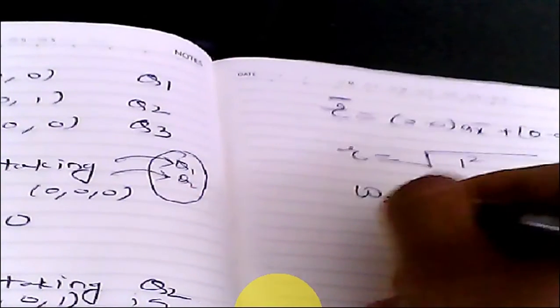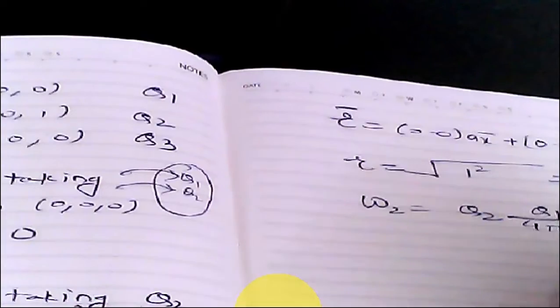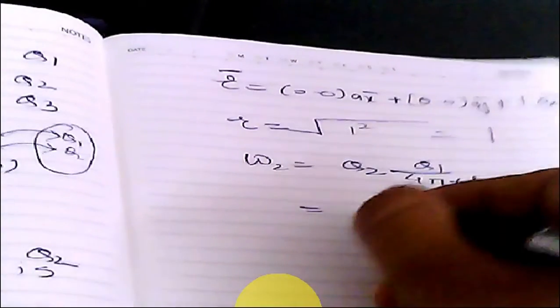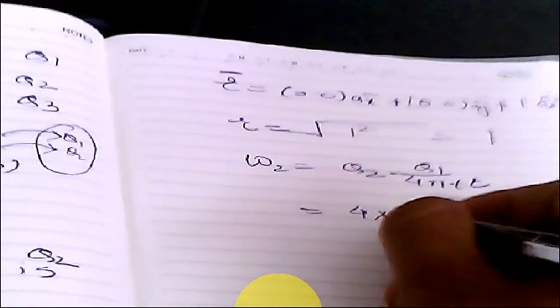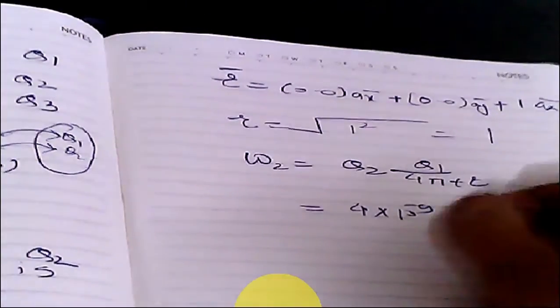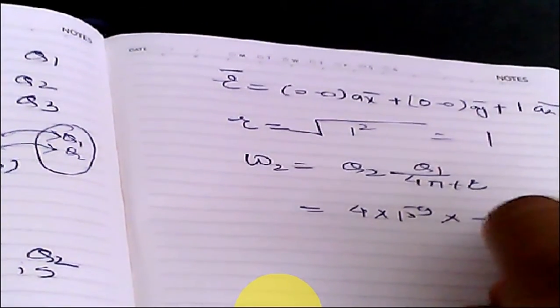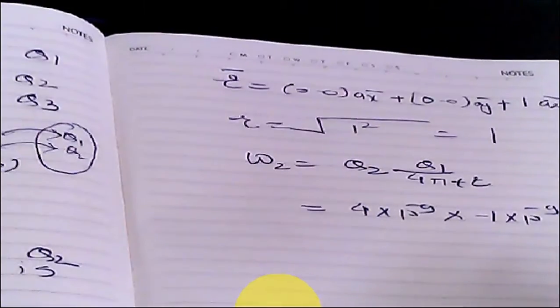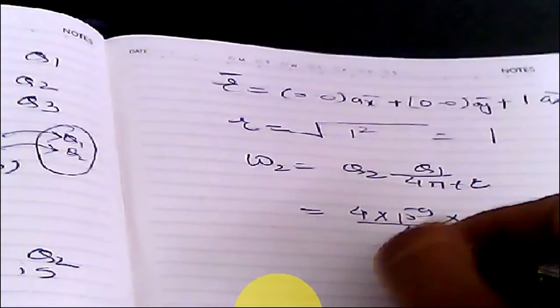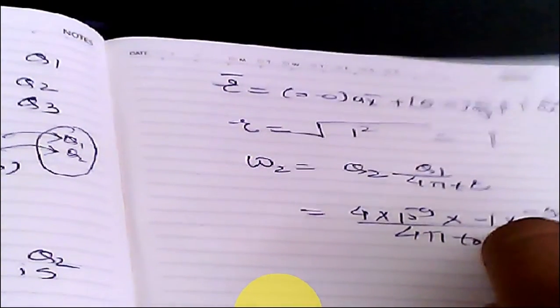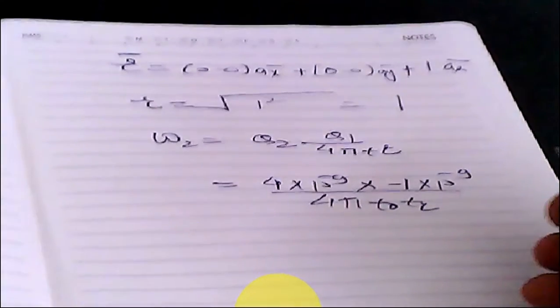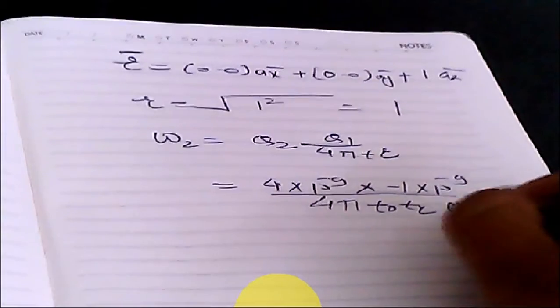So W2 is equal to Q2 into Q1 divided by 4 pi epsilon R. That's it, because it's a scalar entity. Q2 value you already know: it is 4 nanocoulomb, 4 into 10 raised to minus 9. Q1 value is minus 1 nanocoulomb, minus 1 into 10 raised to minus 9, divided by 4 pi epsilon. I will keep it as it is for the time being. Epsilon R equal to 1 we will take, since it is free space, and if it is not given we assume free space, and R value is 1.